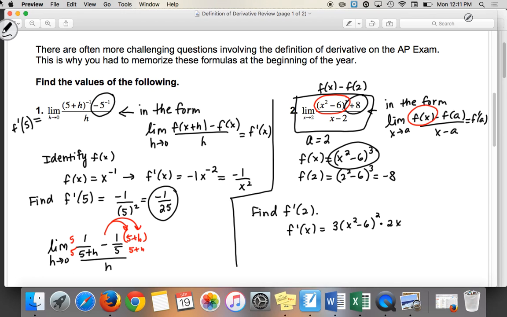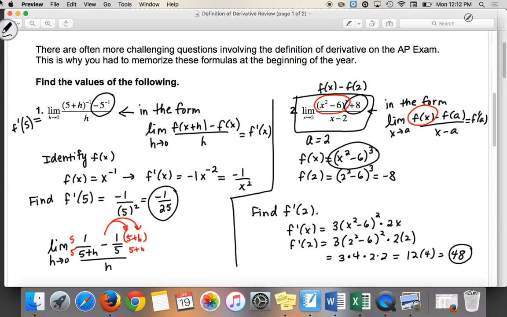All right, and then we're going to plug in 2. So f prime of 2 is equal to 3 times 2 squared minus 6, squared, times 2 times 2. So we have 4 minus 6 is negative 2. Negative 2 squared is 4, times 2 times 2. So I get 12 times 4, which is 48. So this answer is 48.